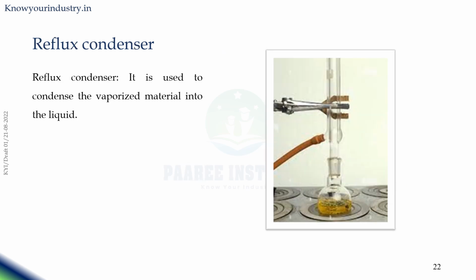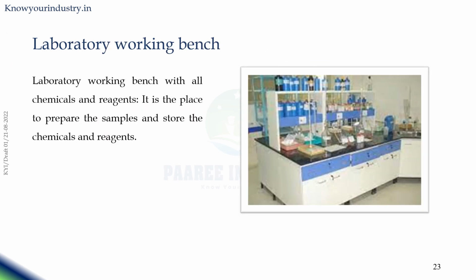Another item, which may not be a common one in the analytical laboratory, is a reflux condenser. It is used to condense vaporized material into liquid. The laboratory workbench is the commonest thing in a wet laboratory. The workbench with all chemicals and reagents will be available to prepare samples and store chemicals and reagents.